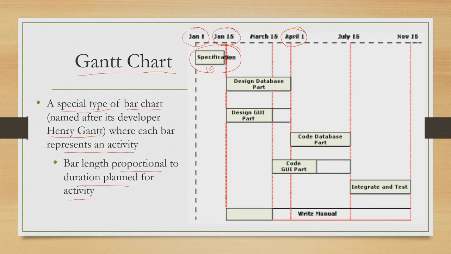Then between January 15 and April 1, the design database part as well as the design GUI part needs to be completed. So, that is the total duration. Then from April 1 to July 15, the code database part needs to be completed. Whereas, the code GUI part is supposed to be completed between March 15 and somewhere here, as shown with this line. No date is specifically mentioned just for simplicity, but you are supposed to put a date here. Integrate and test, this activity needs to be done between July 15 and November 15. And between April 1 and July 15, the manual writing activity needs to be done.